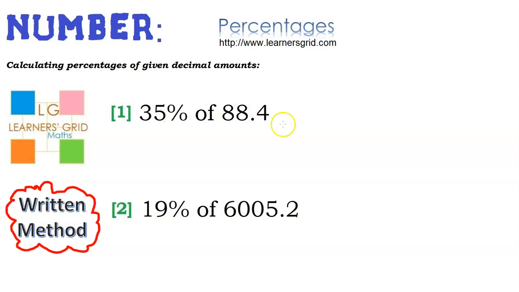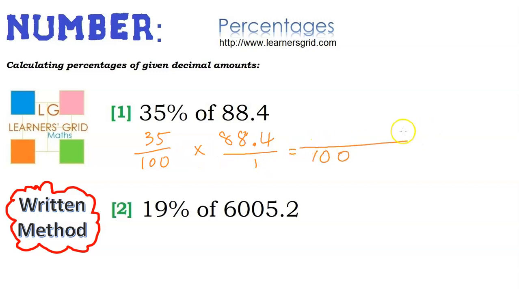So what we want to do here really is convert all the numbers to fractions, and it'll be a multiplication equation. I'm going to go 35%, well that's 35 over 100 as a fraction. The "of" means to multiply, and 88.4 I'm going to put over 1 so it becomes a fraction for the time being. So now I go 100 times 1, so it's denominator times denominator, so that equals 100.